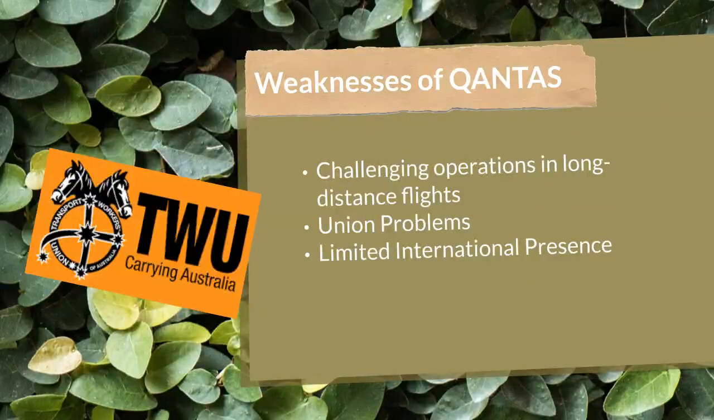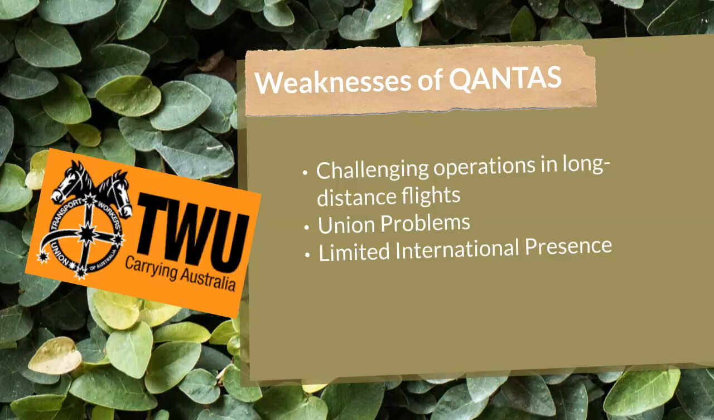The second part of the SWOT analysis is the weaknesses of Qantas. So the first one is challenging operations in long distance flights. So with this one, when the airline decided to launch direct flights from Australia to Europe, they faced challenges in balancing profitability and demand through the right pricing strategy for their company.